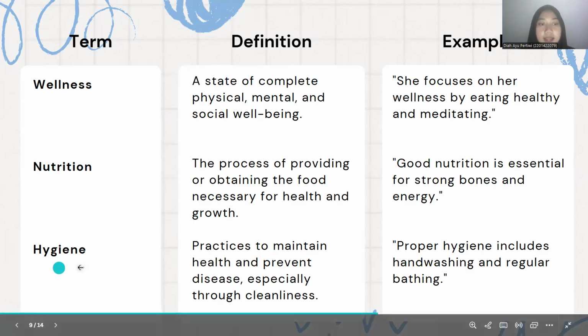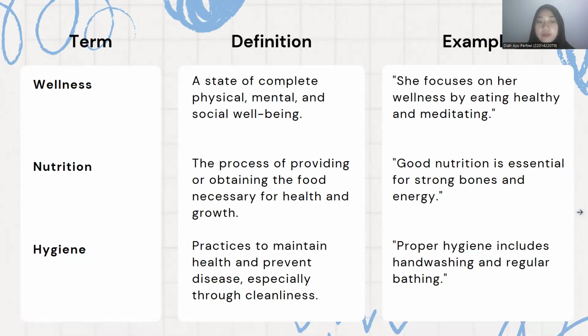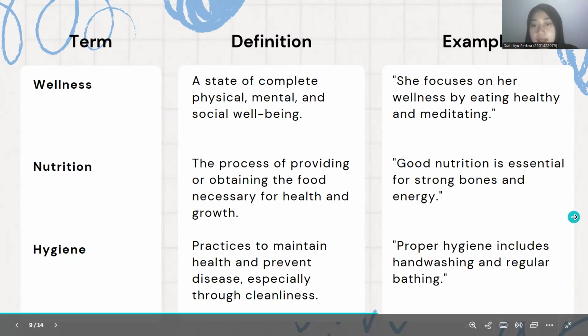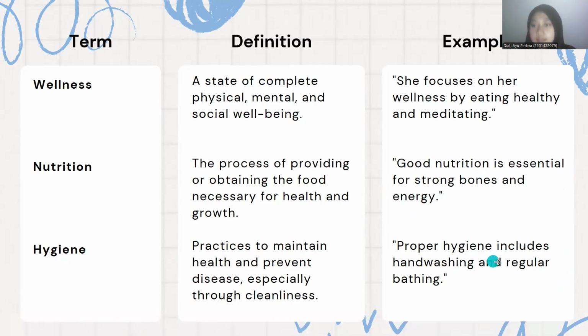Okay, next is hygiene. Hygiene is practice to maintain health and prevent disease, especially through cleanliness. Here is the example from the sentence, like proper hygiene includes hand washing and regular bathing. So did you understand about this term and definition, guys? If you need to read again, you can pause this video.